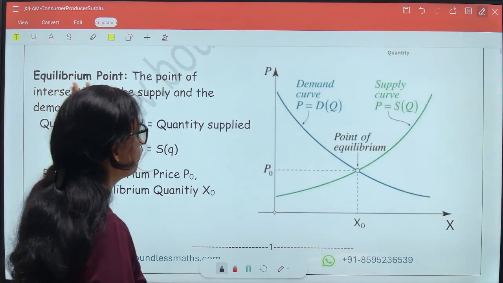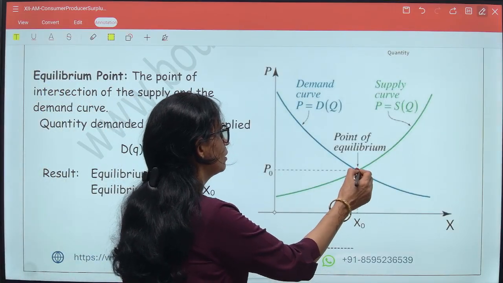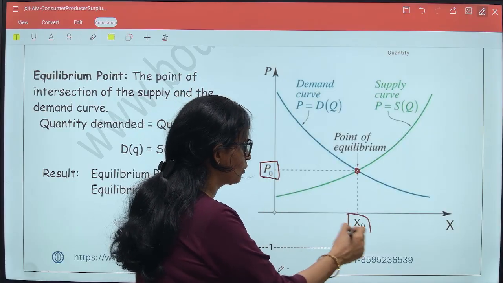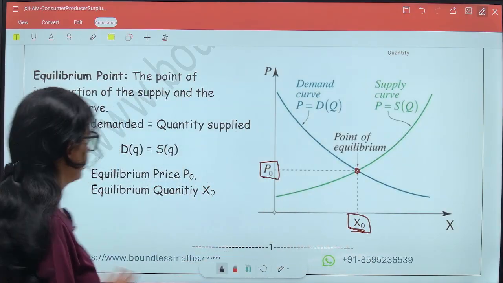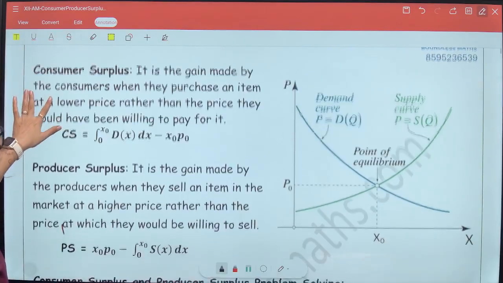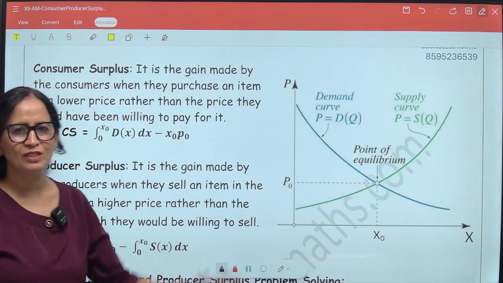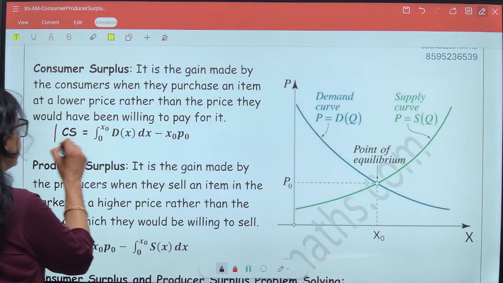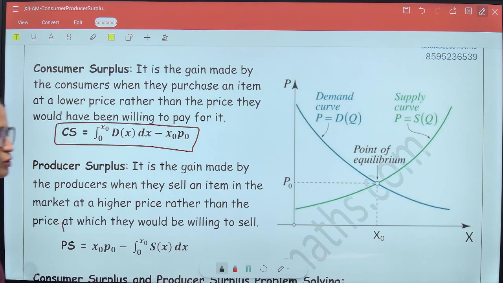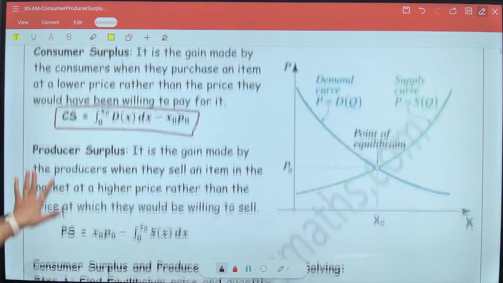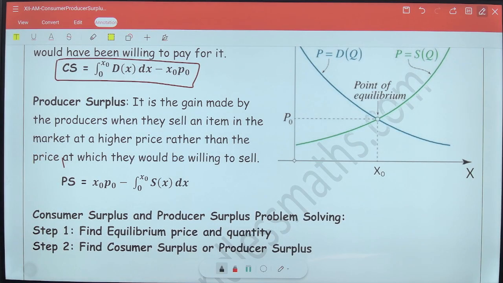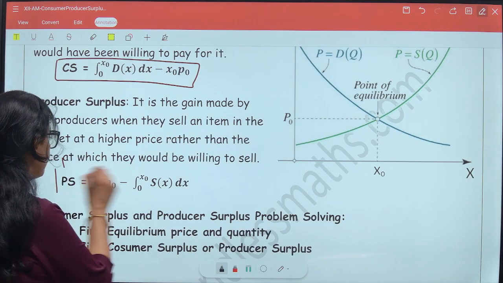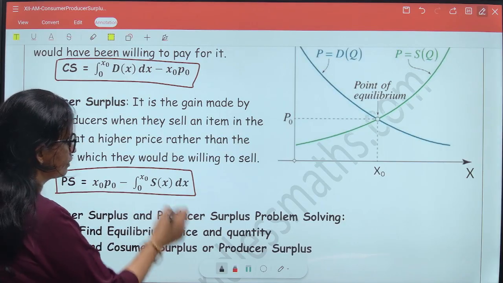And at the equilibrium point, the demand becomes equal to the supply. The price at this point is called equilibrium price and the quantity produced or demanded in the market is called equilibrium quantity. Consumer surplus is the gain made by the consumers when they purchase an item at a lower price than the equilibrium price. It is given by the integral of the demand function minus x naught p naught, and the producer surplus is the gain made by the producer when they sell an item at a higher price than what they are willing to sell it for. The producer surplus is given by x naught p naught minus integral of the supply function.